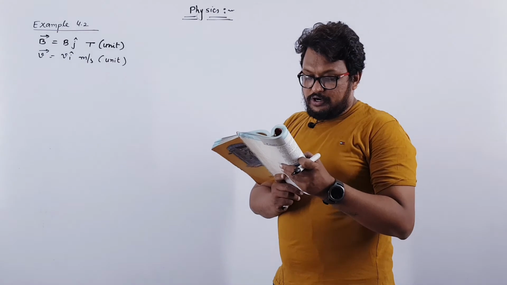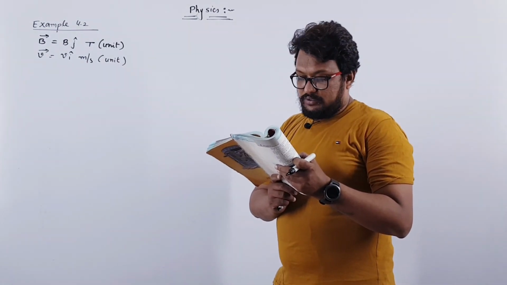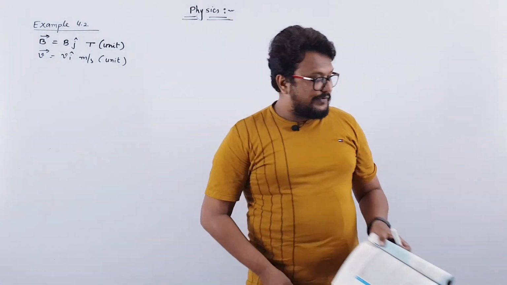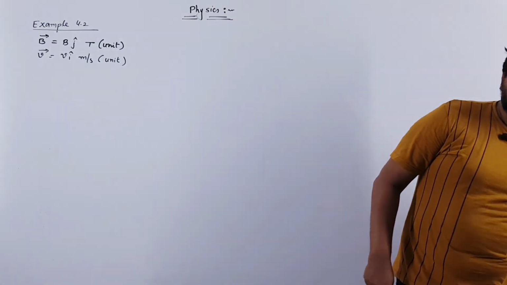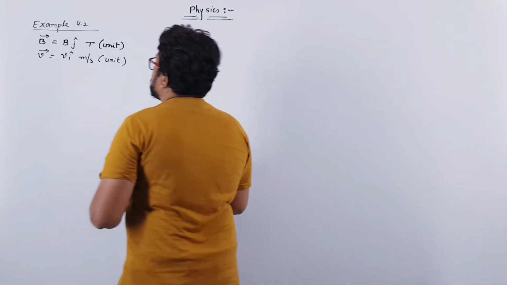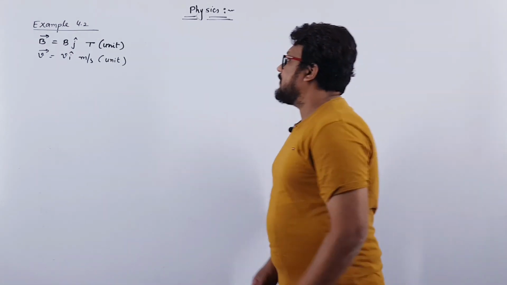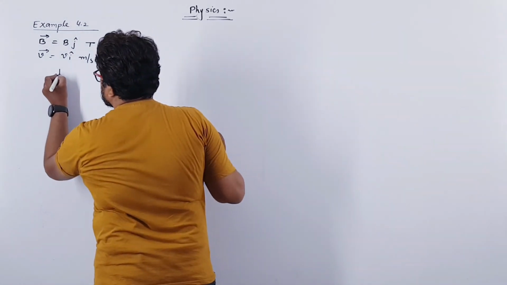Figure 4.4. Which way would the Lorentz force be for an electron and a proton? Means we want to find the Lorentz force acting on an electron as well as on a proton. There are two different methods in which we can find the force, but let me draw the figure first.